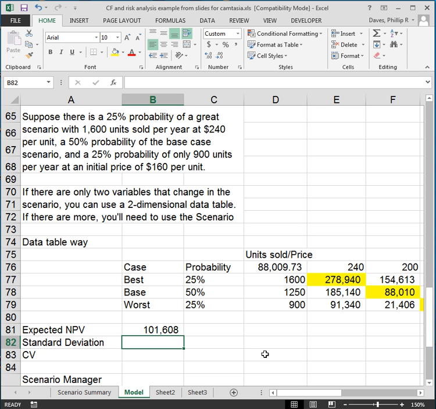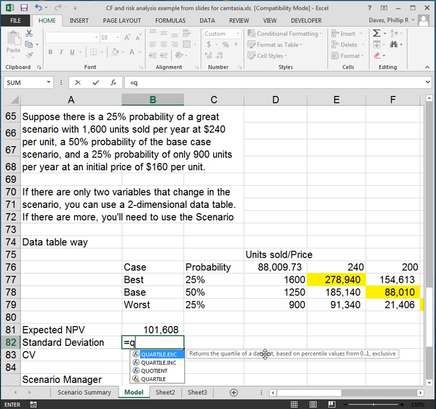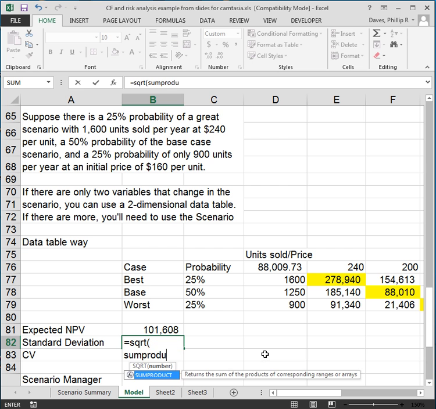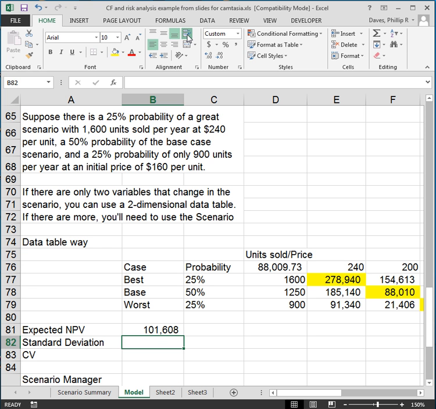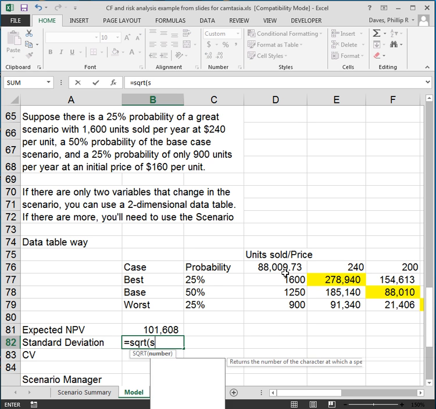Alternately, and I'm going to talk you through this, you can use the sum product again. And so the way you do that is, we know we're going to do a square root. So we're going to take the square root of the variance. Now we're going to use sum product. And, whoops, let me go ahead and make this so that you can see it all as I calculate it. So equal SQRT, sum product.